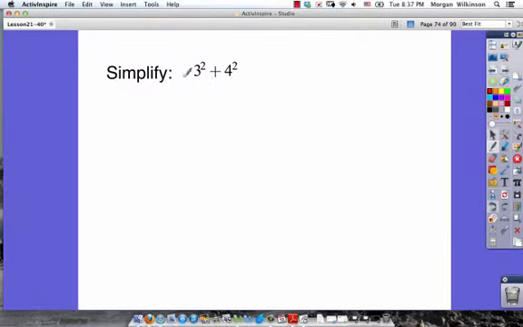Okay, let's go ahead and simplify. We have 3 squared plus 4 squared. Well, 3 squared, that must be 3 times 3. And 4 squared, that must be 4 times 4. So if we add those two things together, we can figure out what our answer is. Let's find out what 3 squared is. 3 times 3. That's 9. 4 times 4. That's 16. So we're going to get 9 plus 16. And 9 plus 16 must be equal to 25.